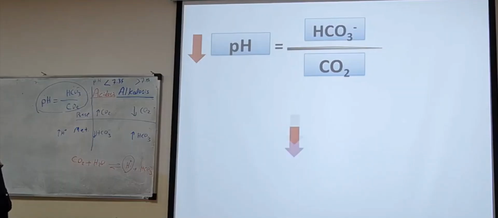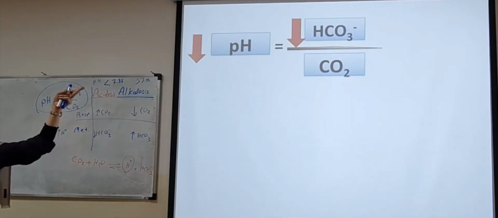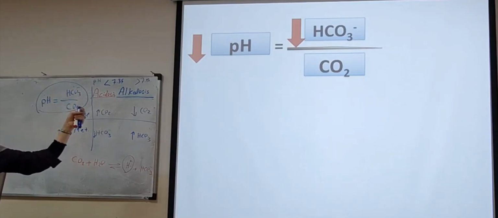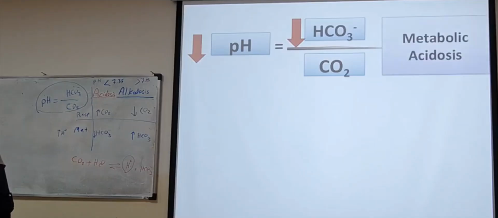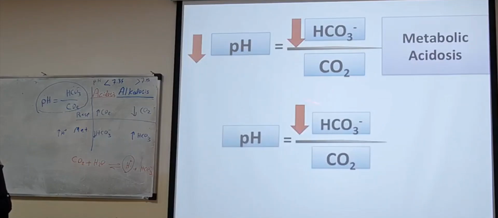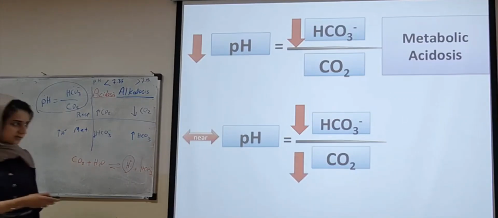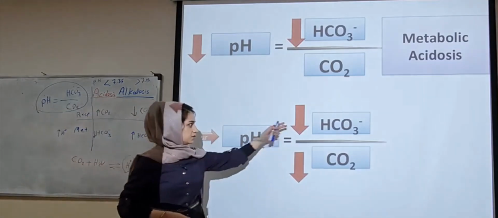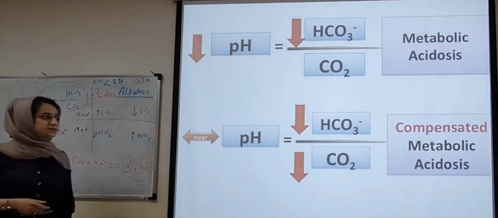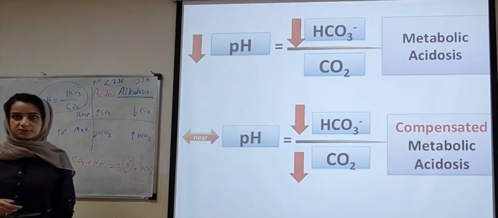We have a decrease in the pH and a decrease in the HCO3. So the decrease in the pH is due to the decrease in the HCO3. So it is metabolic, from bicarbonate. It is acidosis because the pH decreased. If you have the same decrease in the HCO3 but a near normal pH, this one is compensatory, because the CO2 also decreases in order to maintain the pH. So this is compensatory metabolic acidosis.